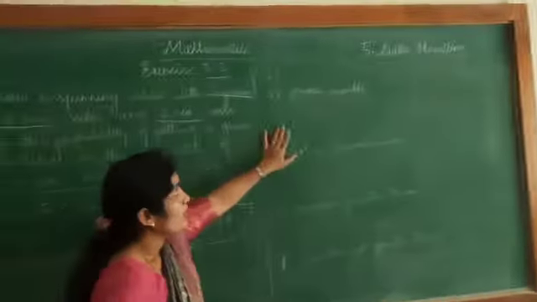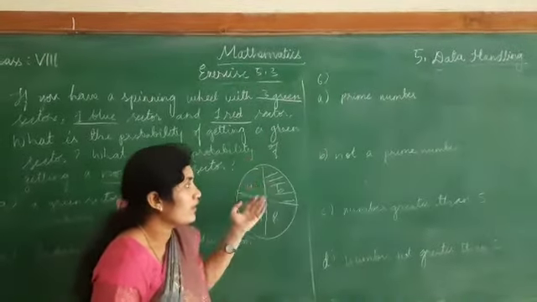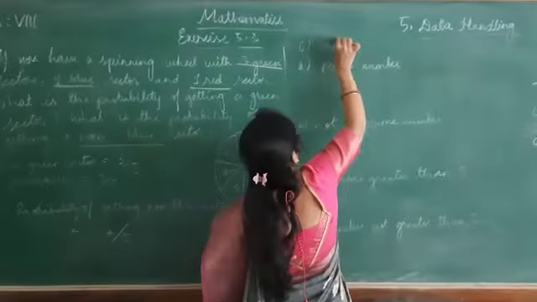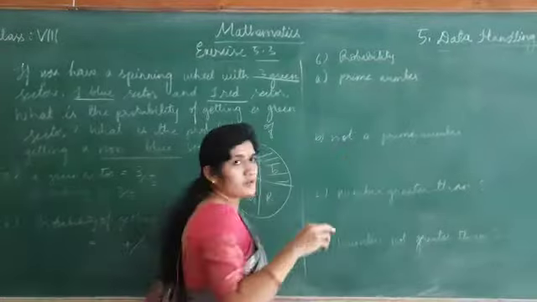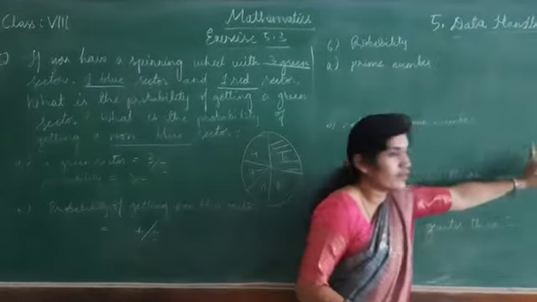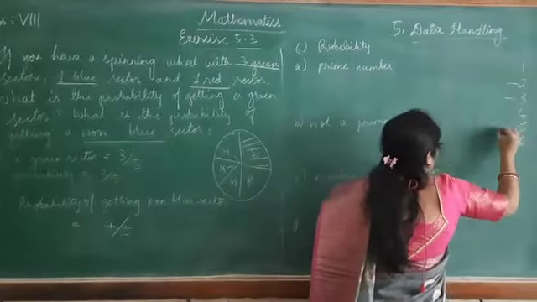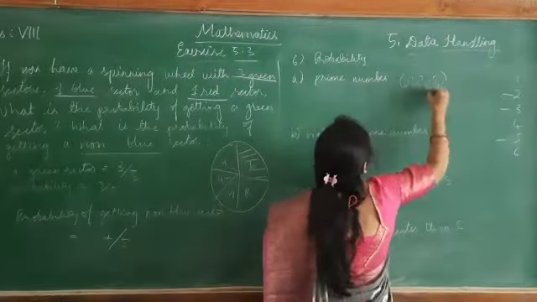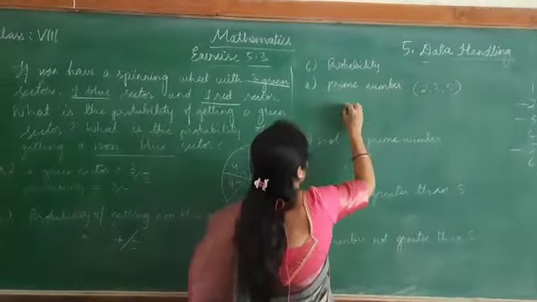Now refer to question number 6. Question number 2 we have already done, and here we have to write the probability. Already we have written the numbers. When you throw a die, there are possibilities of 6 numbers: 1, 2, 3, 4, 5, 6. In this, prime numbers are 2, 3 and 5. So the probability of getting 2, 3 or 5 is 3 by 6.